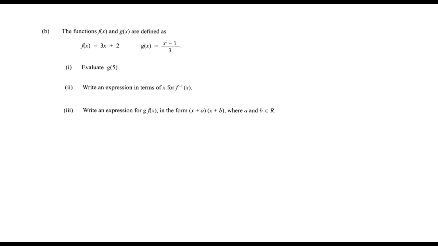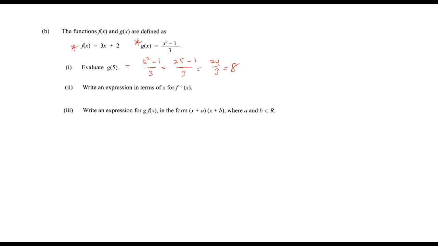All right. So this one, we have two functions. f of x is 3x plus 2, and g of x is (x squared minus 1) over 3. We want to find g of 5. All we have to do is take the 5 and substitute it into the function g. So it'll be (5 squared minus 1) over 3, which is (25 minus 1) over 3, which is equal to 24 over 3, which is equal to 8. So g of 5 is equal to 8.